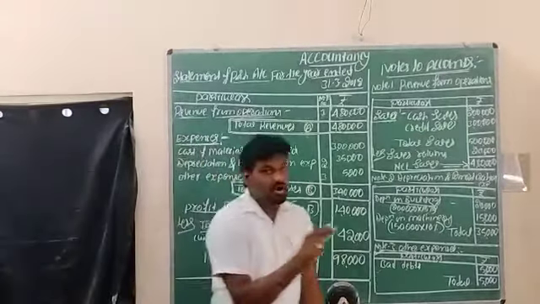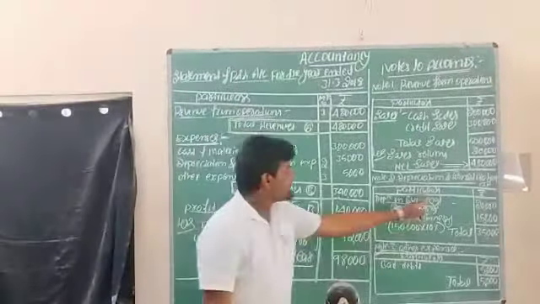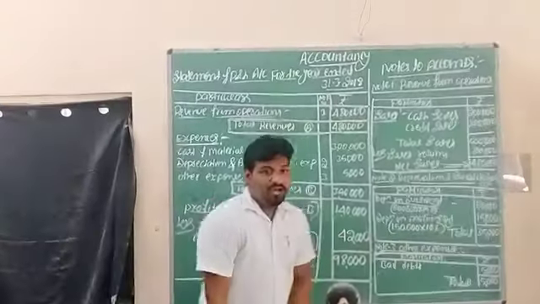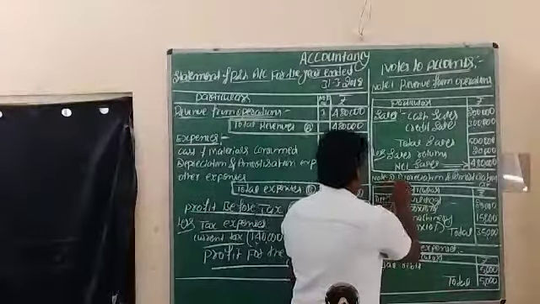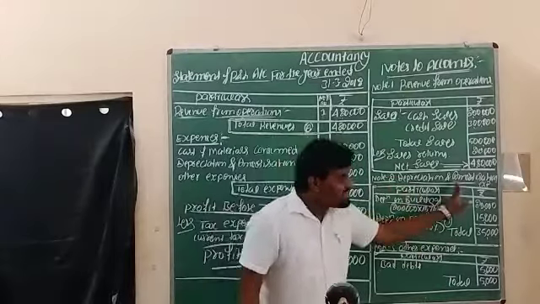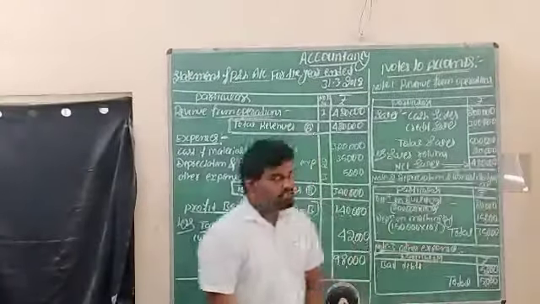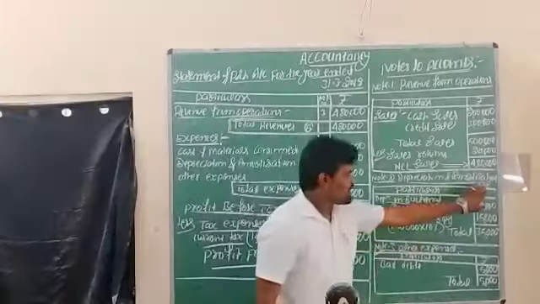So depreciation at 10% on buildings as well as machinery. For this working note, we need to take one more note. That is note number 2, depreciation and amortization expenses. So here we just have a particulars and amount column.